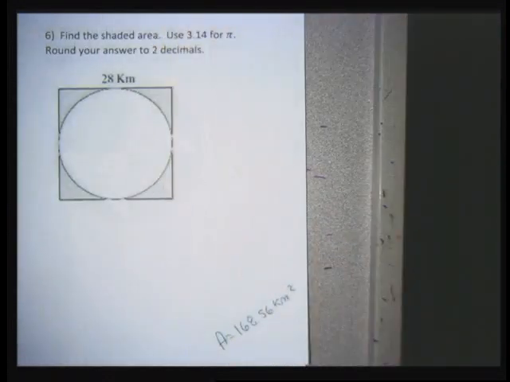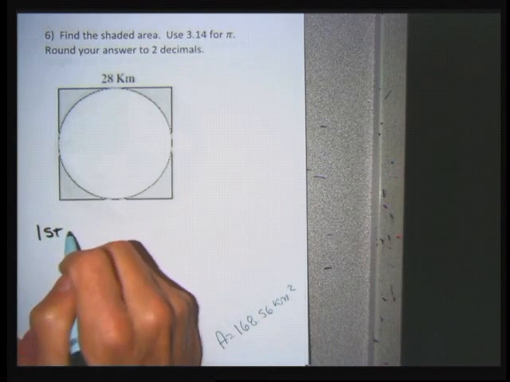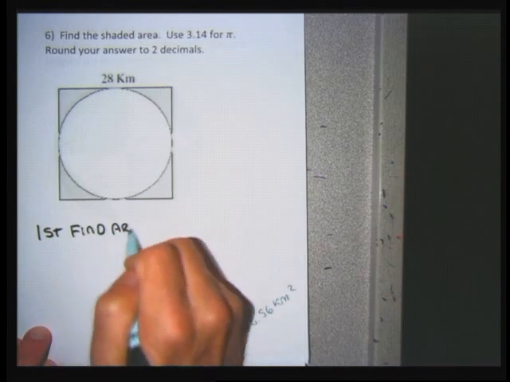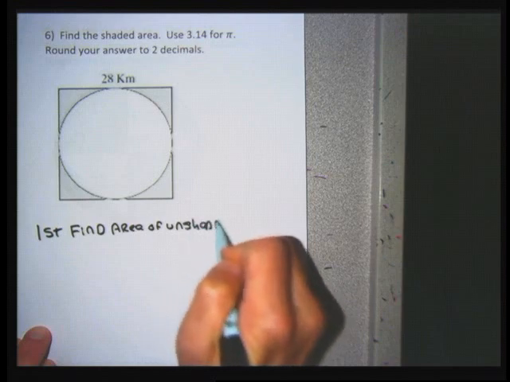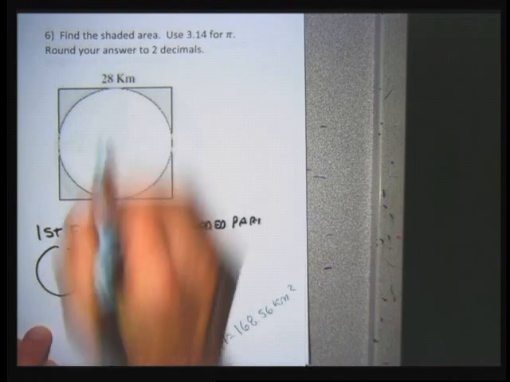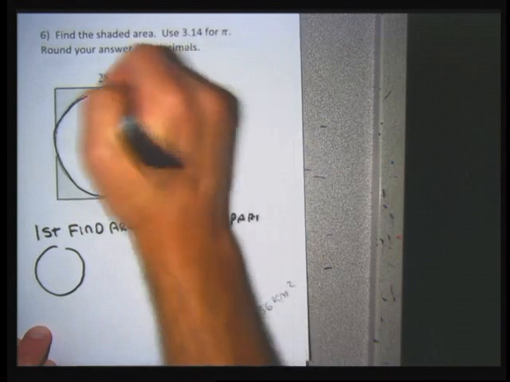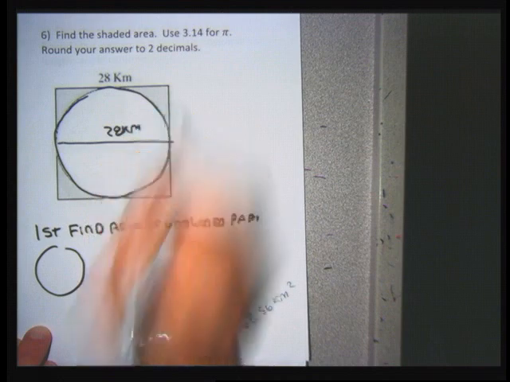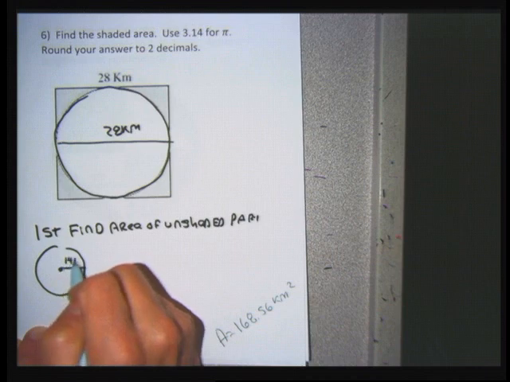Same sort of problem. First, I'm going to find the area of the unshaded part. Now it says to use 3.14 for pi. So you have to watch the instructions. The area of the unshaded part is the circle in the center. And that circle has a diameter of 28 kilometers. Divide that by 2 and you'll get its radius of 14 kilometers.